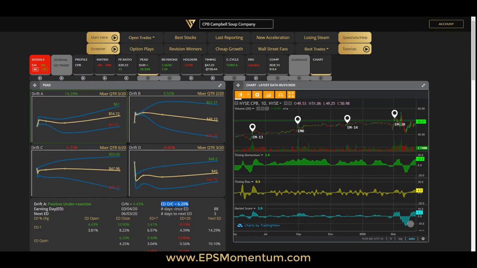So what does that mean here? It means that it went up 4.43%, so it gapped up pretty much. Well, not gapped up, but it went up from the close to the open 4.43, and after that it went up another 6.20% on the day.